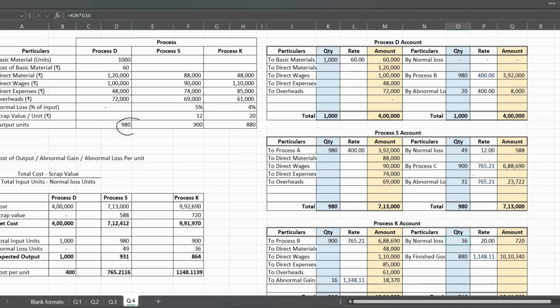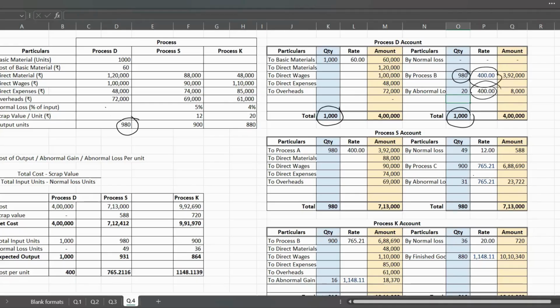Output units are 980. Once we transfer 980 here, our abnormal loss comes to 20. Now, abnormal loss calculation is as it is mentioned in previous questions. Total of debit side is 1000, total of credit side before posting abnormal loss is 980. So here we get a difference of 20 units on credit side. So this 20 units on credit side is abnormal loss.